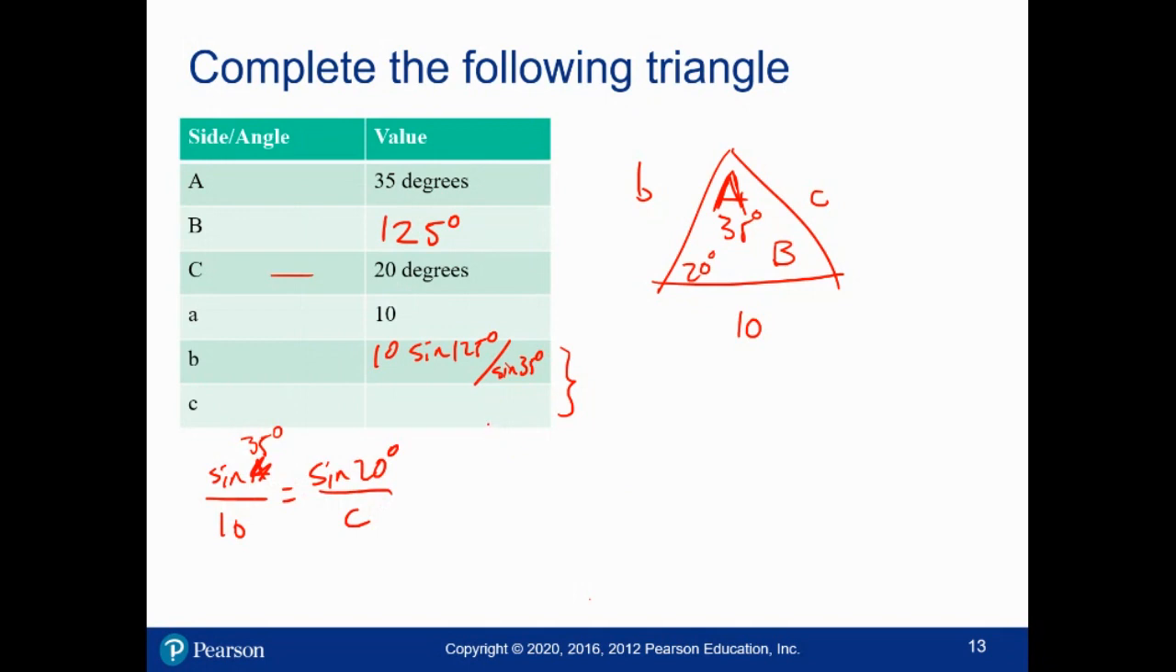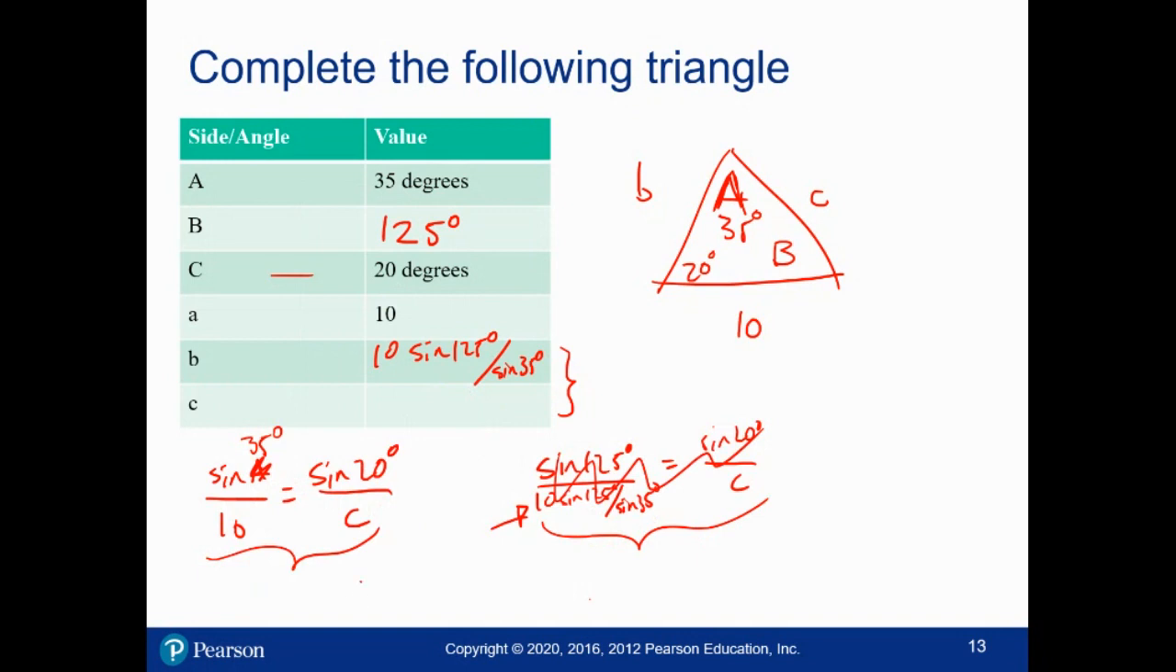Now I could use the version that plays B and C against each other, where I'd say the sine of 125 degrees over 10 sine 125 degrees over the sine of 35 degrees is equal to the sine of 20 degrees over C, but I think you can tell that this denominator is just unpleasant. So since I had two options of play A and C against each other or play B and C against each other, this one works, it's just going to be a little ugly, so forget that.